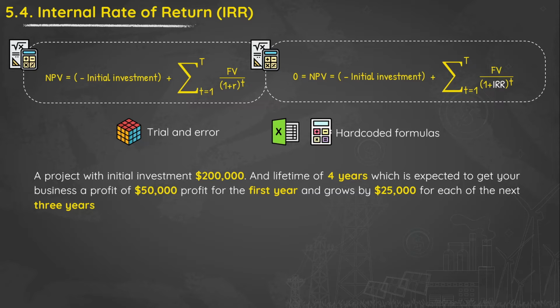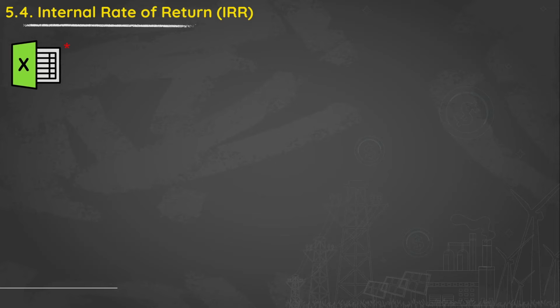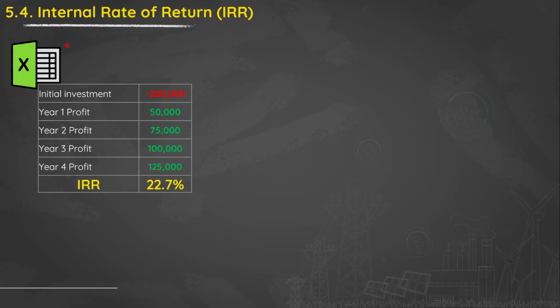Our example: a project with an initial investment of 200K and a lifetime of 4 years, which is expected to get your business a profit of 50,000 US dollars in the first year, and then growth of 25,000 for each of the next 3 years. What we are going to do right now is use an Excel sheet. Of course, here we are asking what is the IRR for this project. The calculation sheet is attached, and I will now switch to the Excel sheet.